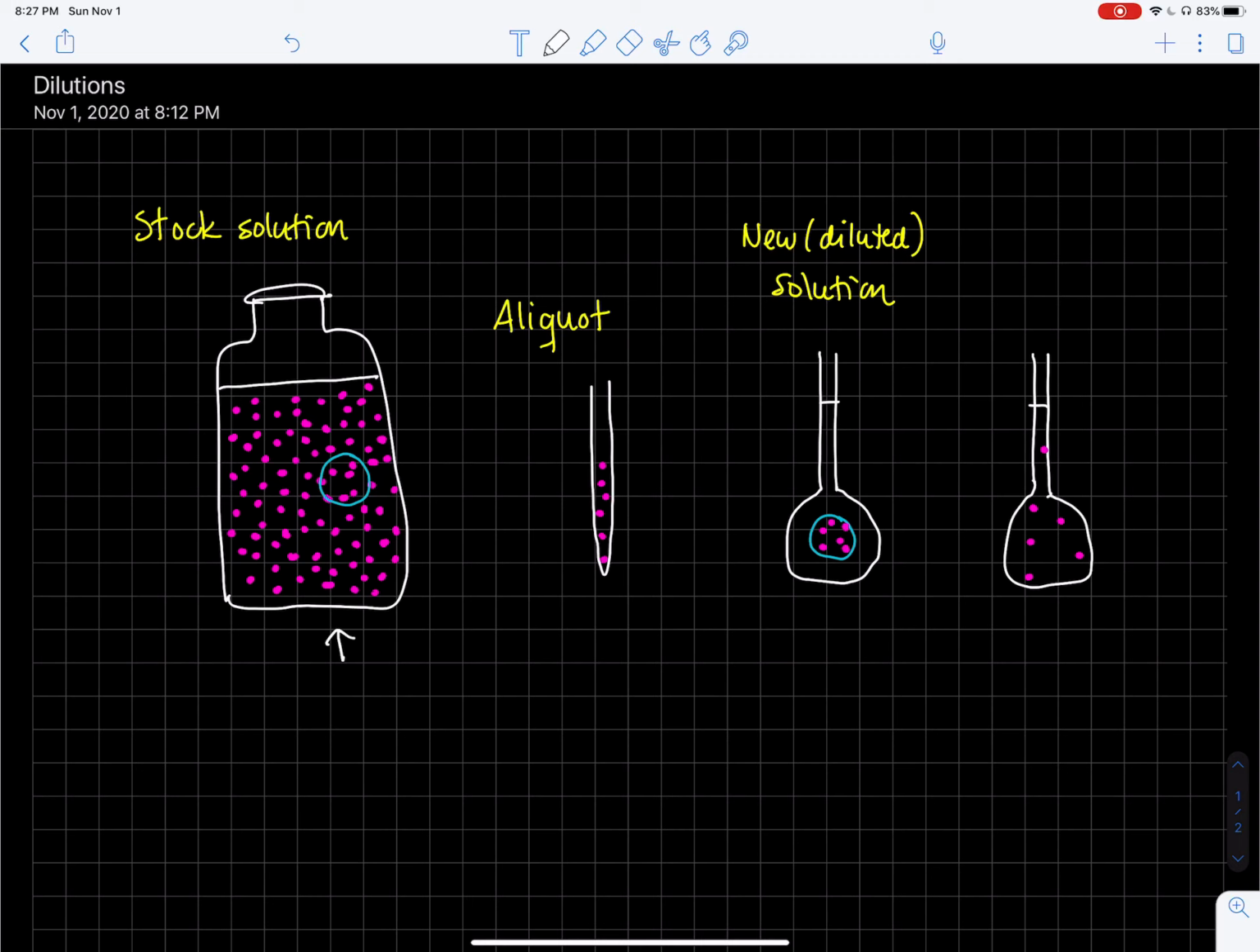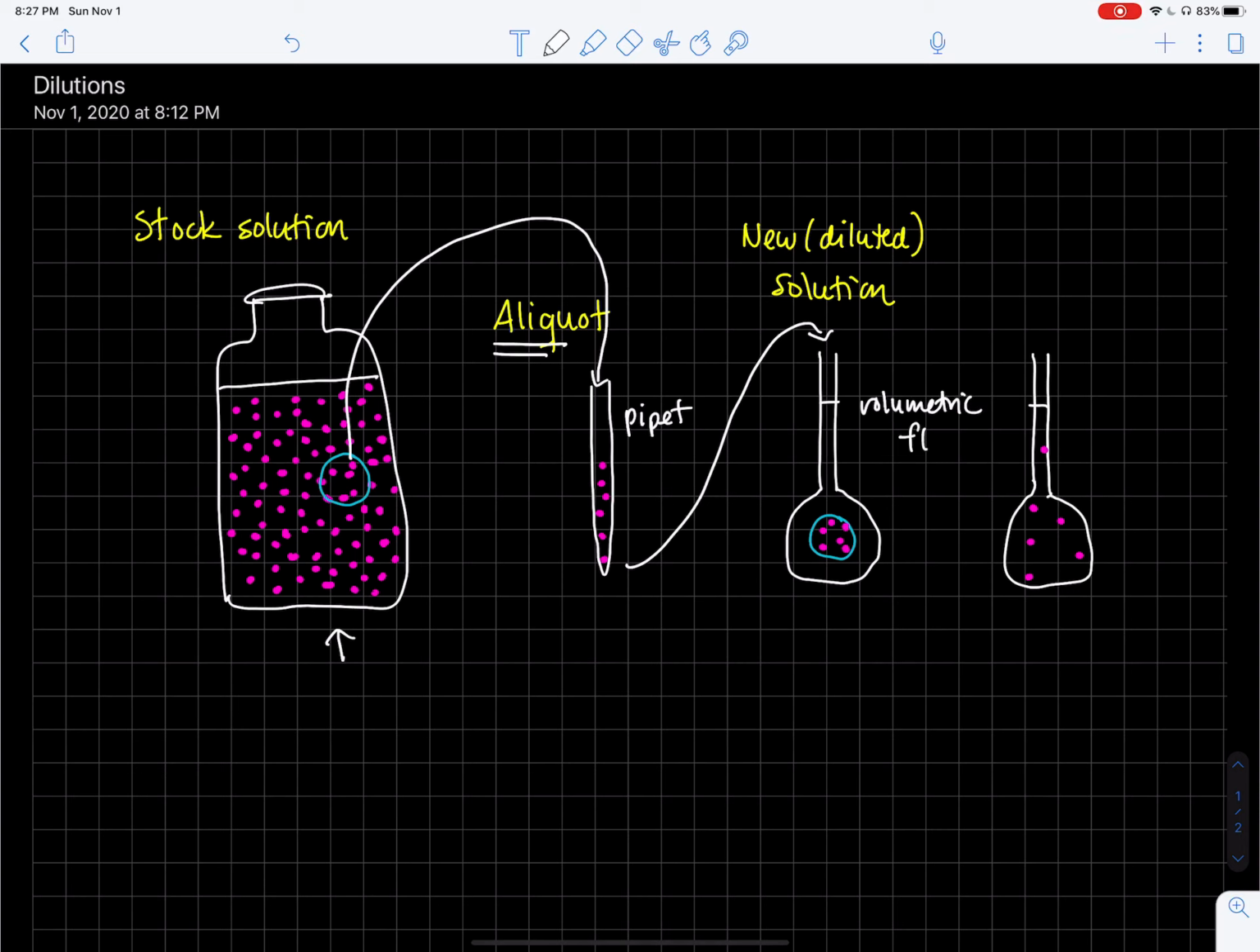And then you take a small amount of it. I've shown that with this little turquoise ball. Usually you take that out with a pipette, and we call that little sample you take out the aliquot. We then put that aliquot inside a volumetric flask. A volumetric flask is designed to measure just one volume, which is shown by a mark on the flask. So you put the aliquot in and then you fill up exactly to the mark with water.